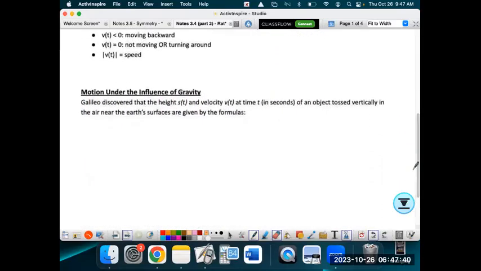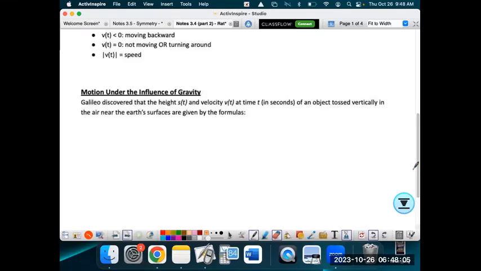What I would like to go over now is motion that is under the influence of gravity. Not all particles are going to be using gravitational pull to model their position or model their velocity. Like, think about it. If I have a helicopter, it's just going in the air. It's not like it's staying up. It's not falling with gravity.